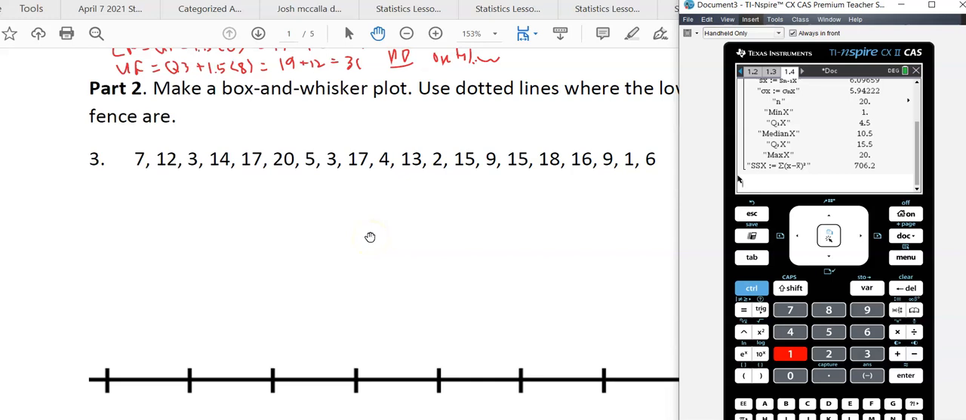Not a bad idea to figure out your upper and lower fence here first. So lower fence would be Q1, which is 4.5, minus 1.5 times IQR, which is 20 minus 4.5 is 15.5. And upper fence would be 20. No, let's see, 15.5.